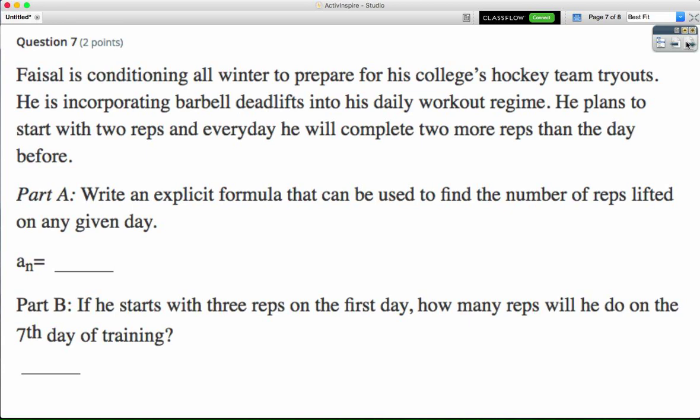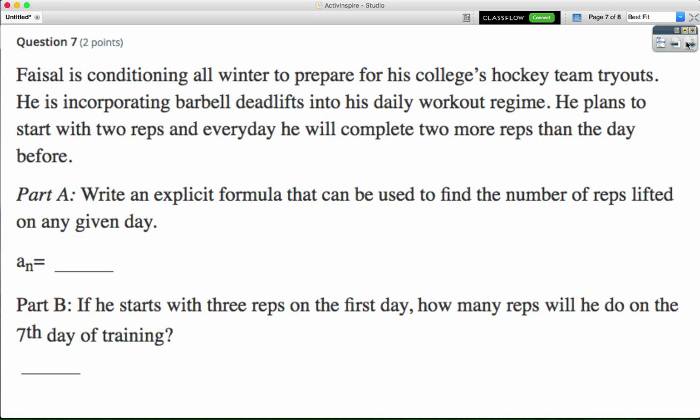Question 7. Faisal, not sure. This person is conditioning all winter to prepare for his college's hockey team tryouts. He's incorporating barbell deadlifts into his daily workout regimen. He plans to start with 2 reps, and every day will complete 2 more reps than the day before. So first scenario is he's starting with 2, and he's planning on going up 2 every day.